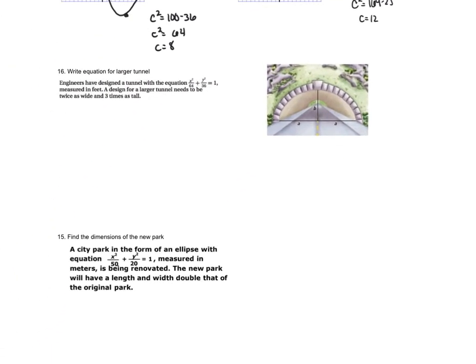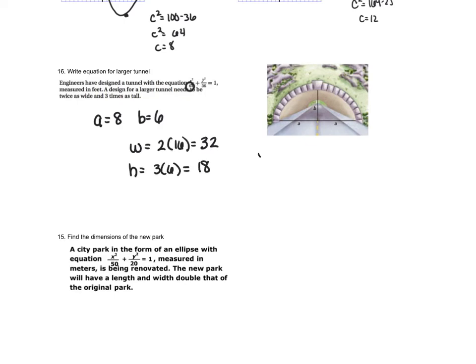Oh, I lied. Engineers have designed a tunnel with the equation given. Measuring in feet, the diagram for a larger tunnel needs to be twice as wide and 3 times as tall. So write the equation for a larger tunnel. So this bigger number, it's a horizontal tunnel. So A is going to be 8, B is going to be 6. All right, so it needs to be twice as wide and 3 times as tall. So the width equals 2. Remember, there's 2 A's, so 16, which is 32. My height is going to be 3 times as tall, which is 18.